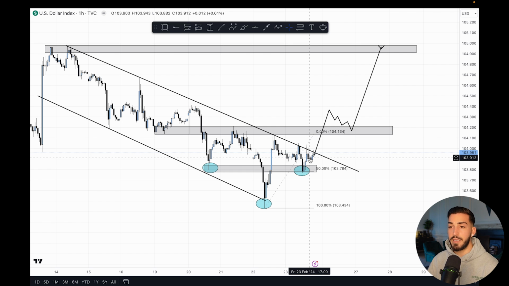I am anticipating that buyers are in control, and there are more buyers within the market, which backs my USDJPY analysis. However, I need to see more from this in order to then trade the USDJPY. So I will need to see a breakout of that. Now let's go to the Japanese yen and see what's going on there.